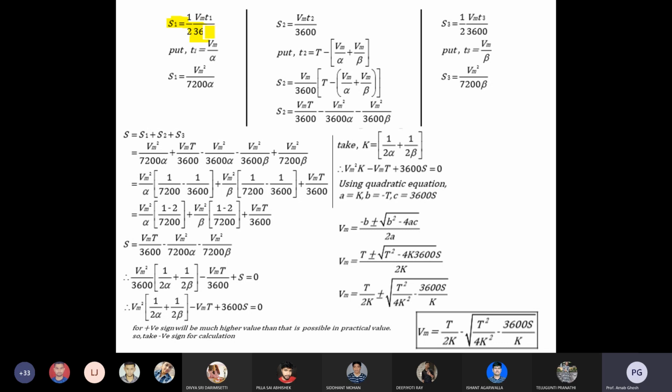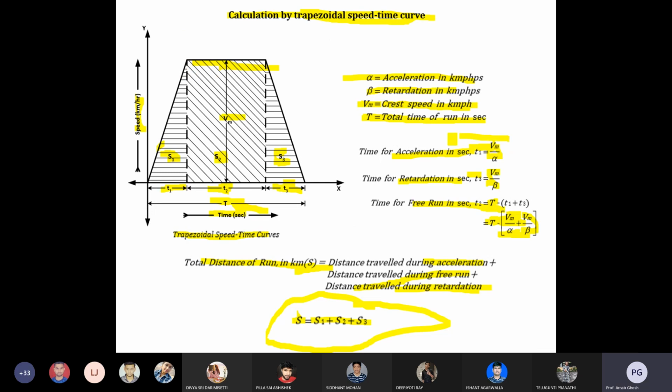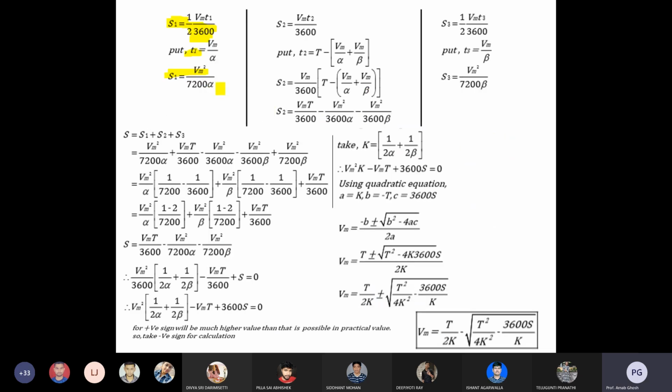So for Vm you are converting, and for T1 you are converting again. That is why 3600, and you are able to get that value. You know the value of T1 is equal to Vm by alpha from the previous case. Simple thing, nothing complicated. At the time of the exam, that kind of simple problem will come.